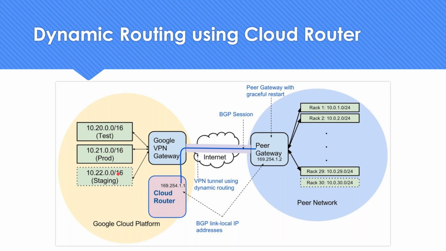You're adding a new subnetwork. Now this has to be advertised on the other side of the network, so that if there's any resource which wants to communicate, they can do it. So what happens basically is you have a cloud router configured.